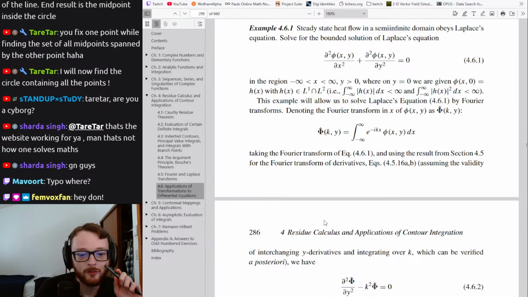Mavort, the typo I think that they made is right here. They said assuming validity of interchanging y derivatives and integration over k, but as far as I can tell, we've only ever integrated over x at this point. Like integrating over k is the inverse transform.